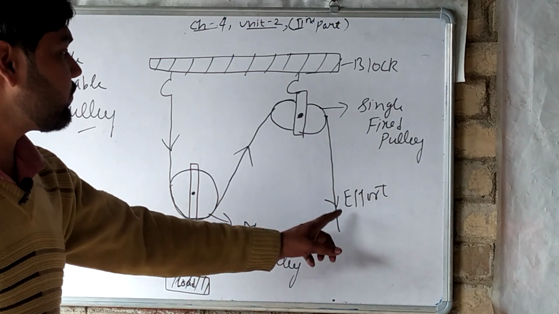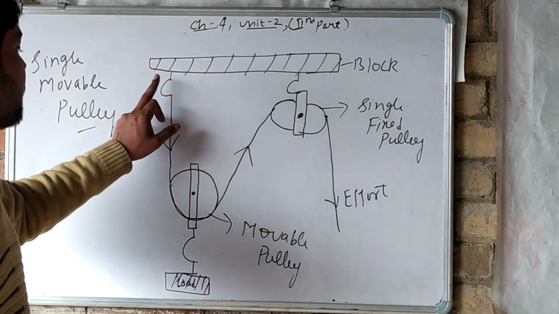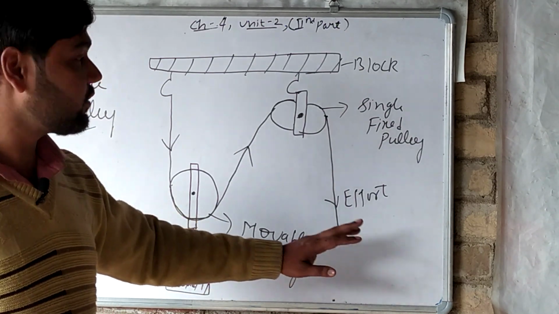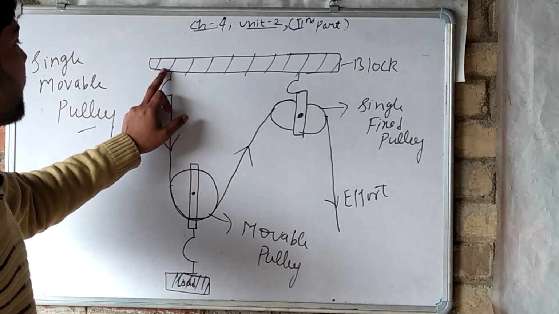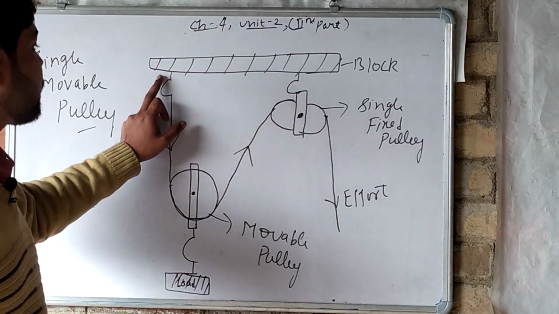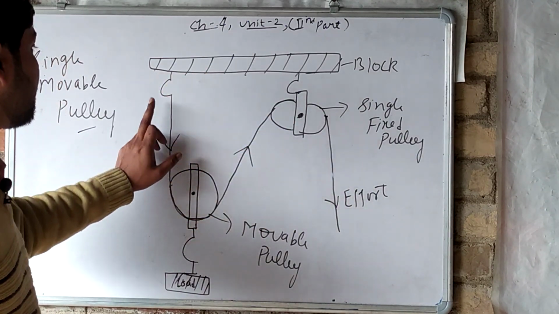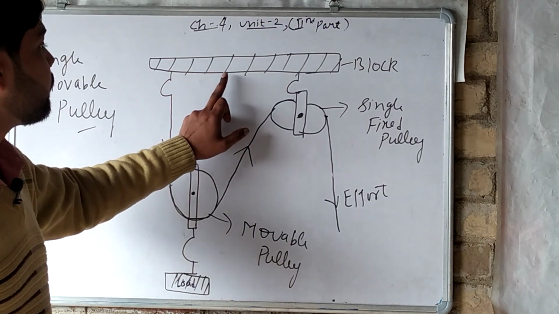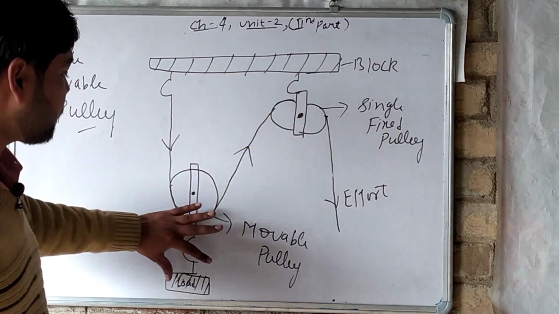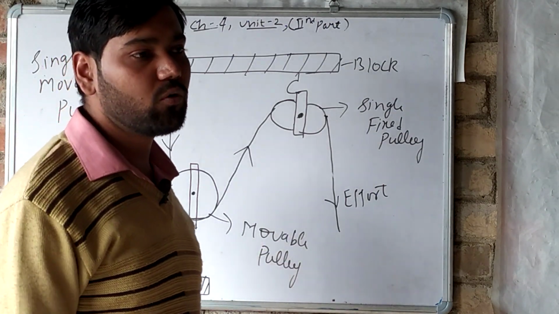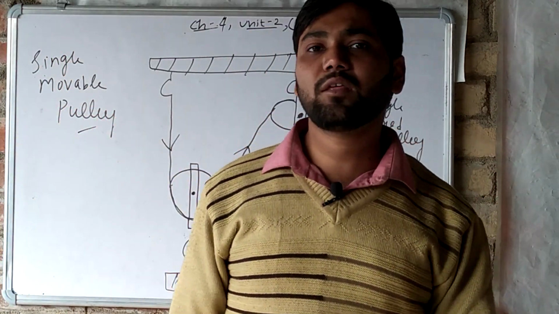Suppose we apply effort from this direction, so this load will move towards this direction. Why? Because this hook is attached to a crane type structure over here, so it will move as we apply effort. This hook will shift in this direction and the load is also shifted in this direction, and we will place the load from one place to another place.